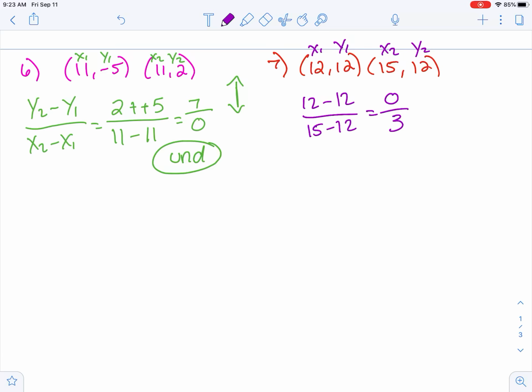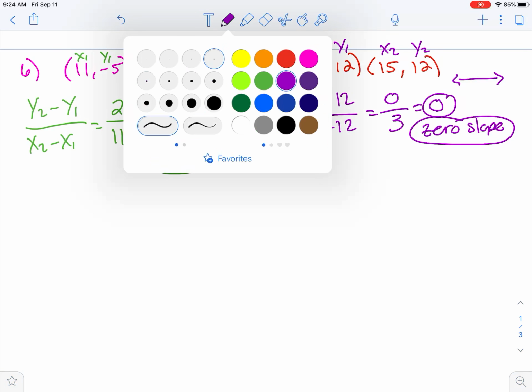So when a 0 is on top, check it in your calculator. 0 divided by 3 comes out to be 0. Okay? So this would be a line that would go straight side to side. You're not going up and down at all. You're just going straight side to side. So you can do 0, or you could even write out 0 slope, whichever one you want. Okay? I want you guys to try this one.